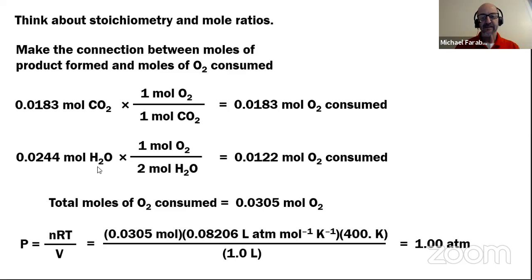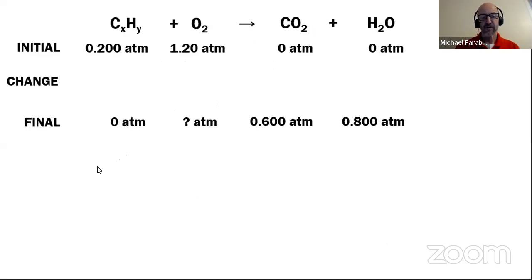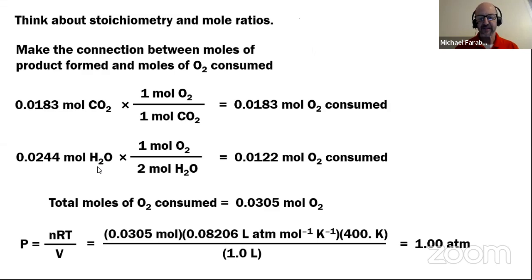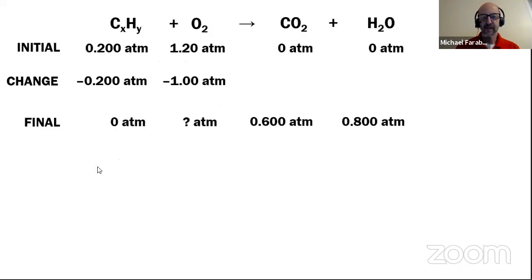So that is the amount of oxygen in terms of pressure that was consumed. So the hydrocarbon went down by 0.2. And of course, the oxygen has gone down by 1 atmosphere based on our calculations on the previous screen right here. So this is the amount of oxygen consumed in terms of the partial pressure. And we already know about the pressure of the CO2 and the H2O. So this was our answer.